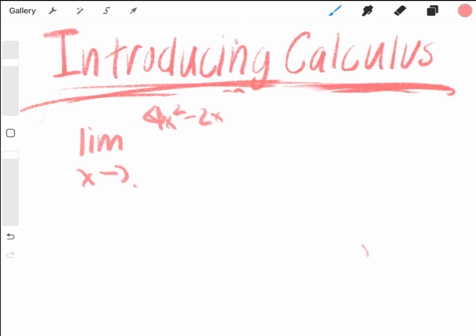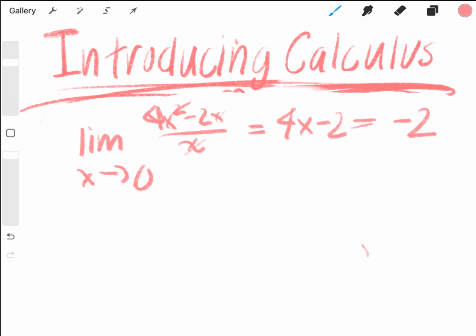If you plug x equals 0 directly into it, you get 0 over 0. So sometimes you gotta factor and cancel a little bit, right? If you factor it, you can pull out a factor of x and cancel it. So you can divide everything by x, so you get 4x minus 2. Now if you plug it in, you see that it approaches negative 2.